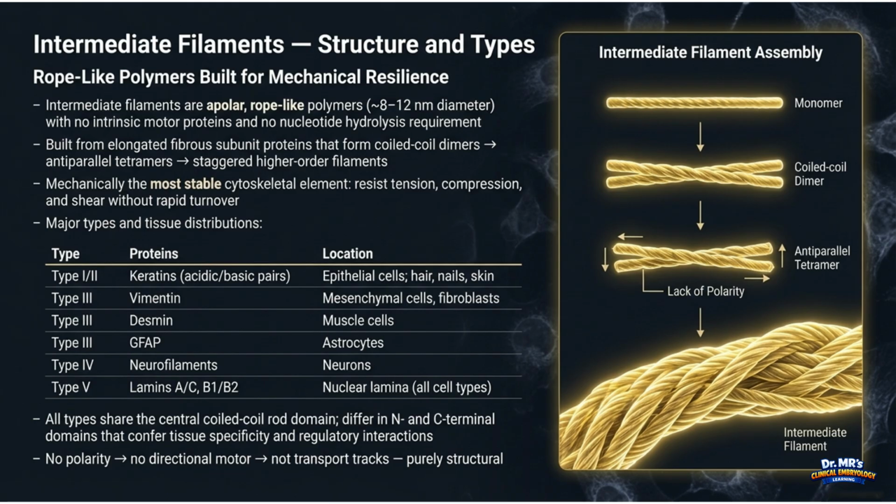Exactly. It becomes completely apolar. There is no plus end to grow from and no minus end to shrink from. These tetramers then stack end to end and bundle laterally to form massive rope-like cables.